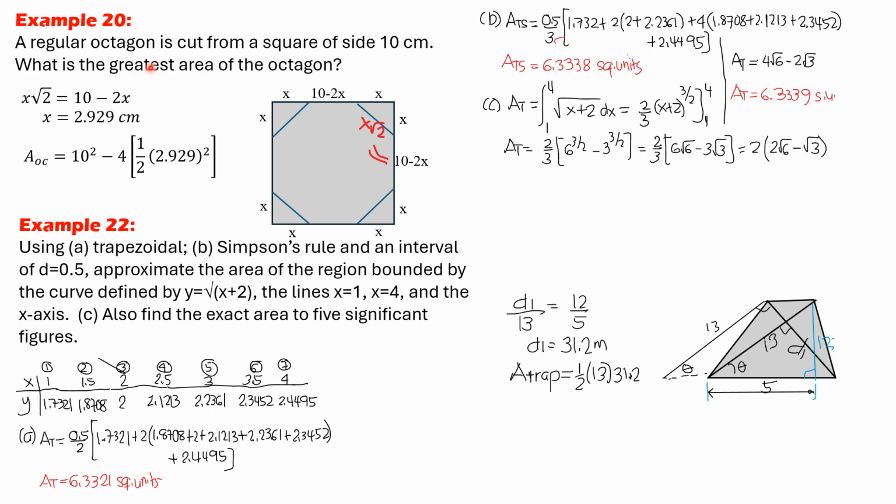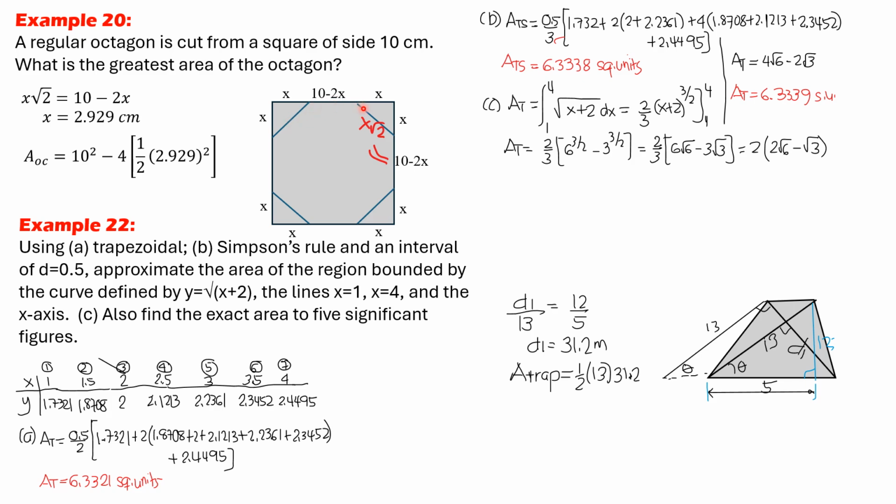Example 20. A regular octagon is cut from a square of side 10 cm. What is the greatest area of the octagon? So that the area of the octagon will be greatest, we should not touch this portion of the sides. We only cut off 4 identical isosceles right triangles from the corners. I'll call that x, that's also x. So this is 10 minus 2x.